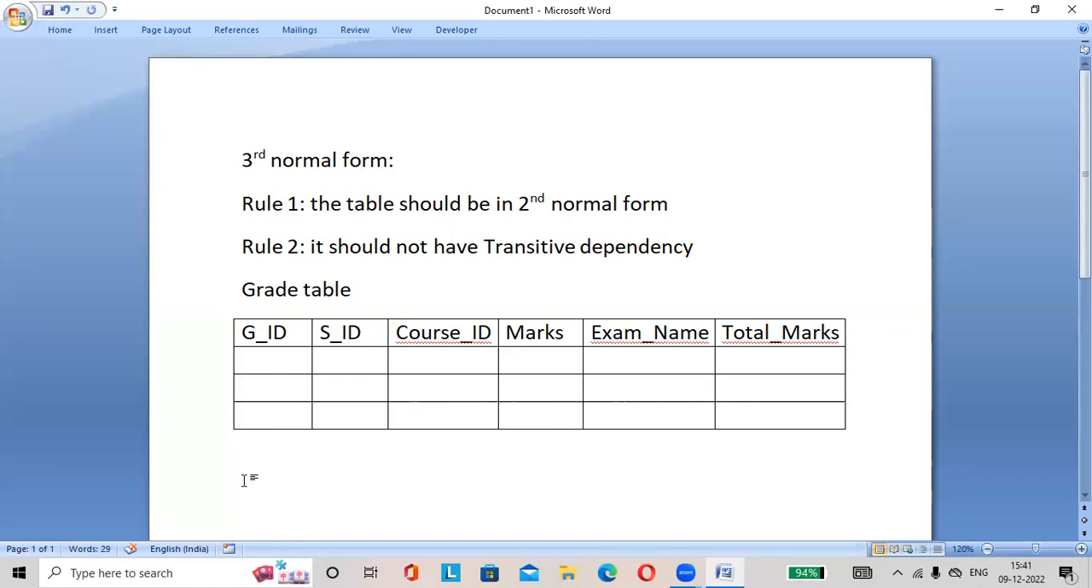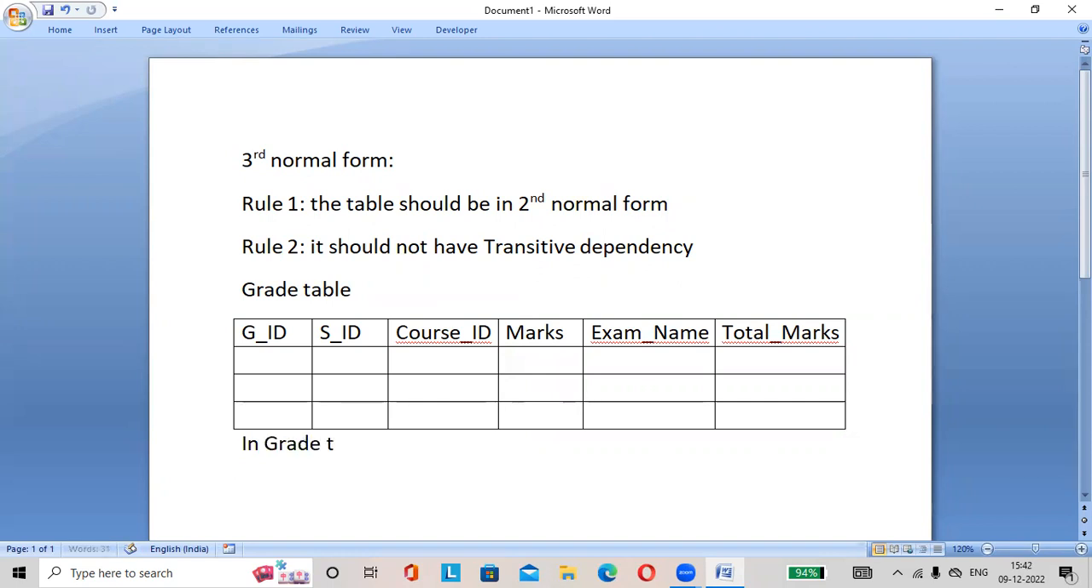Here, what is the primary key? Column names are also known as attributes, fields. Rows are also known as records. Which is the primary key here? Student ID. Yesterday I discussed that the primary key is a combination of student ID and course ID. In the grade table, the primary key is a composite key made up of the columns student ID and course ID.